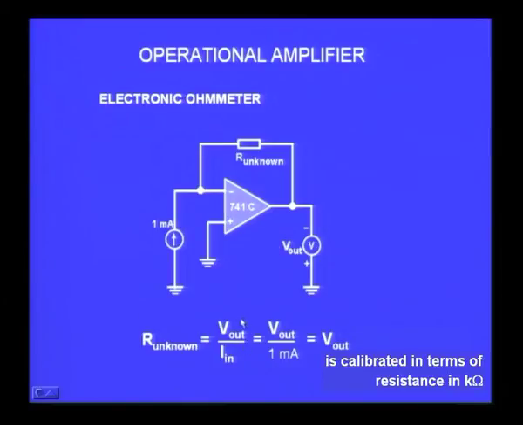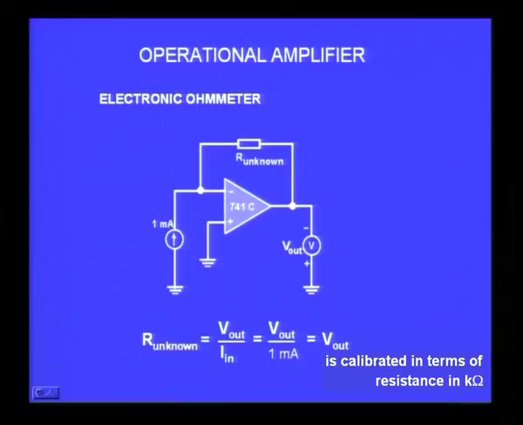The R unknown, you can see, is minus V output divided by I input, and if I take a typical example of 1 milliampere current, V output by 1 milliampere is the unknown resistance, and if I take the corresponding value for the milliamps, when it comes to the numerator, you will get kilo ohms. Therefore, the magnitude of the output voltage itself expressed in kilo ohms gives you the value of the unknown resistor. So, this is one of the simple examples of application of current to voltage converter.